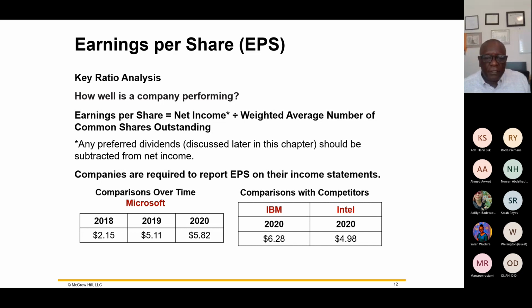Then all over the weighted average number of common shares outstanding. I will not want you to calculate that. I will give you that weighted average number of shares. And one thing I want you to know about ratios: any ratio that involves using an item from the balance sheet as the denominator, you will always see average.